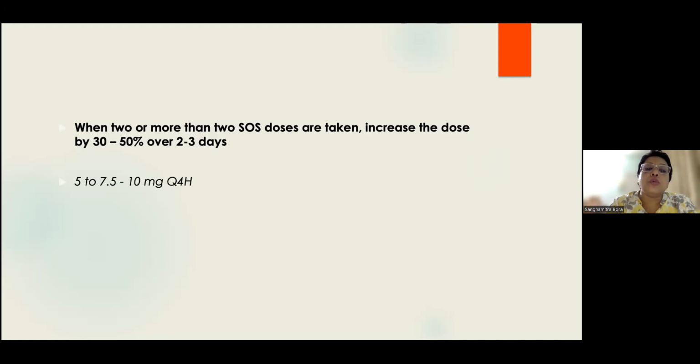So you have to observe whether the patient is getting complete pain relief after increasing the dose by 30% first. So when he is on 5 milligrams of morphine, you need to increase slowly to 7.5 milligrams. And then if he is not responding to that, please increase it to 10 milligrams of Q4H morphine. Yes, that's correct.